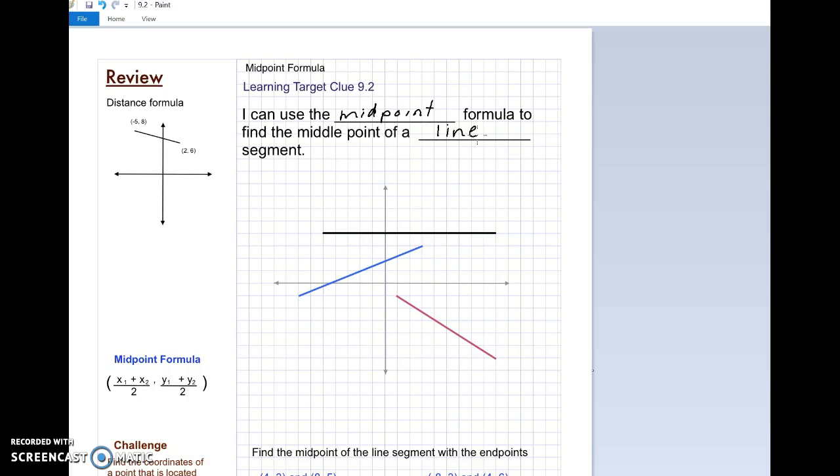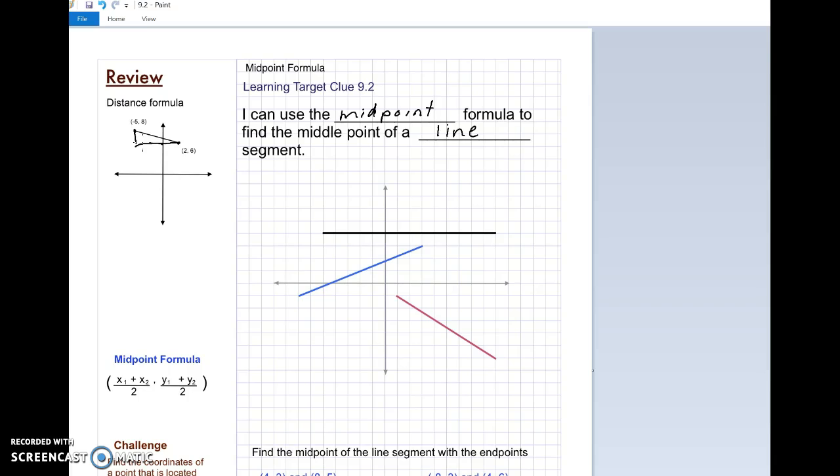Before we do anything, let's review what we did last time, which was learning the distance formula. Over here in our review section I've got a line segment with two endpoints. One of the endpoints is (-5, 8) and the other one is (2, 6). If I asked you to find the length of that line segment, you should be able to do it by using what we know about the Pythagorean theorem and slope. So go ahead and do that.